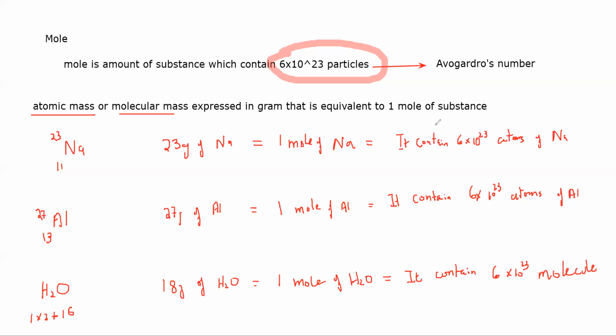Is it clear, the concept of the mole? What's the meaning of the mole? Mole means atomic mass or molecular mass expressed in gram. And whenever you have 1 mole of any substance, it will always have 6 exponent 23 particles.